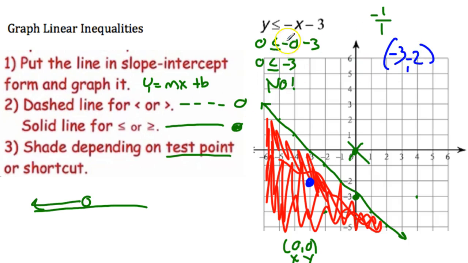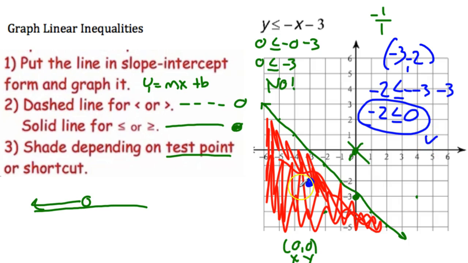So I take these numbers, I put them into this equation. The y is negative 2. Negative 2 less than or equal to, the x is negative 3. It's already negative x, so I write negative 3 minus 3. So it's negative 2 less than or equal to, this becomes positive 3. Positive 3 minus 3, it's 0. Is negative 2 less than or equal to 0? Yes, it is. So this point worked. And if I tested any other point on this line, because it's a solid line, it would work.